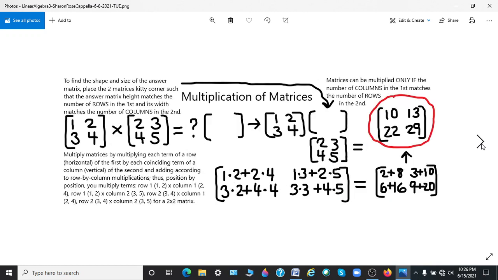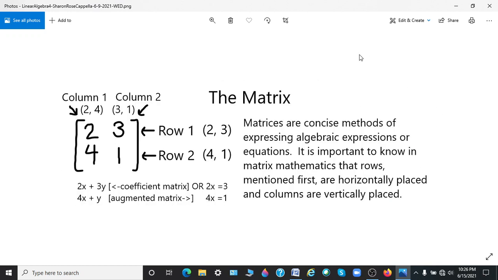And that is the whole point of linear algebra. So, the matrix. What are matrices? It's not the movie with Keanu Reeves, although that is as complicated as matrix mathematics, as we call it, can get. It can get that complicated.